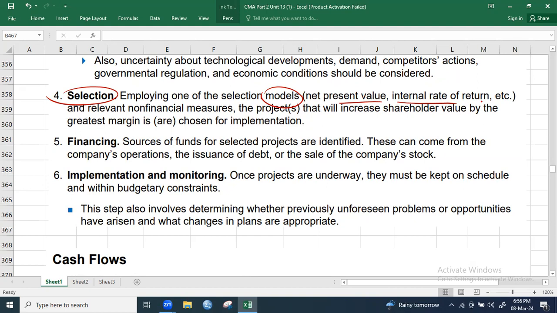This is one of the techniques. By the way, both techniques you can use to measure the profitability. NPV will give you the answer in dollars, and this will give you the answer in percentage. Then you can also apply payback period and accounting rate of return.